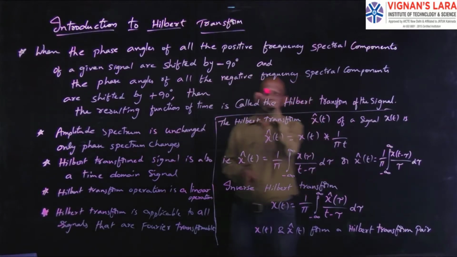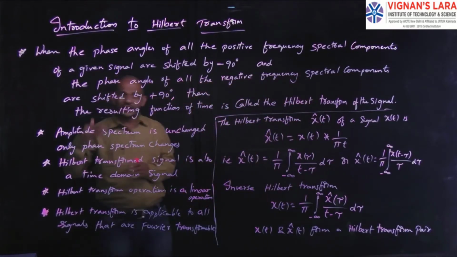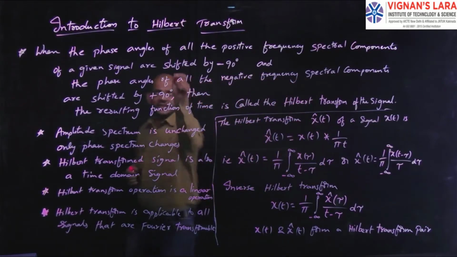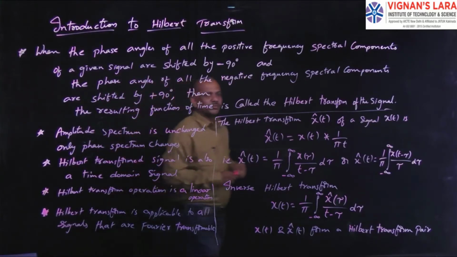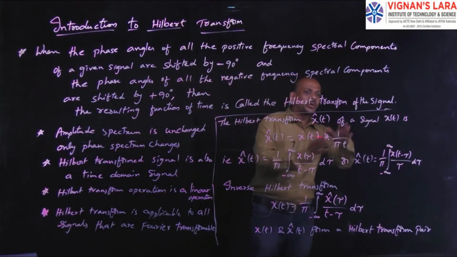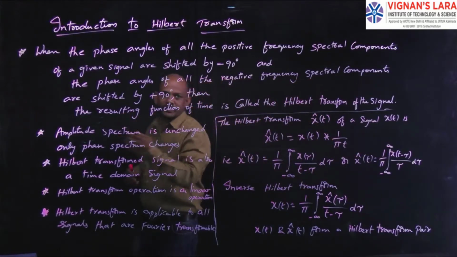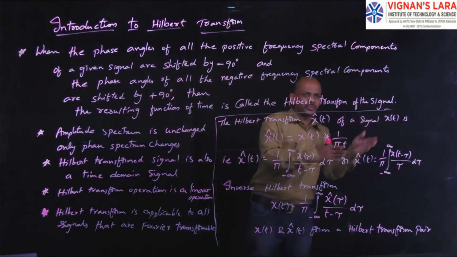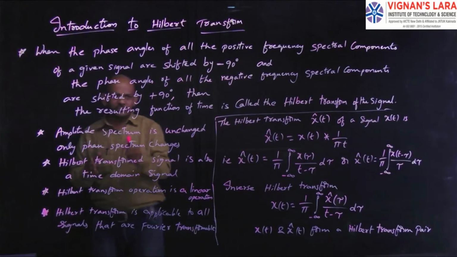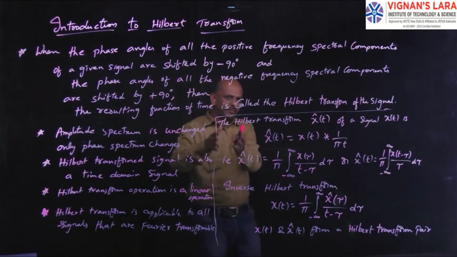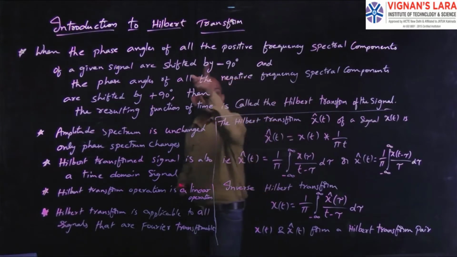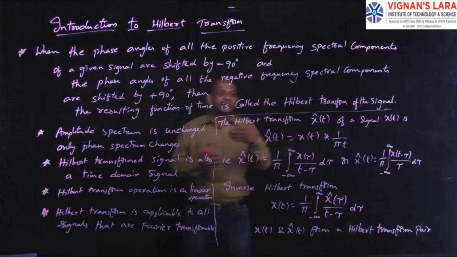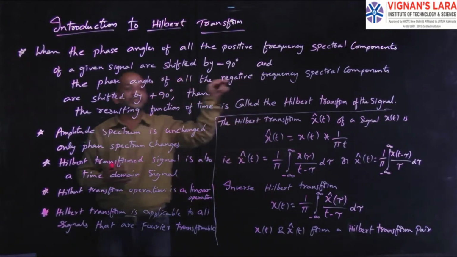This Hilbert transform is different from the Fourier transform, Laplace transform and Z transform in a way such that the Hilbert transform does not change the signal from one domain to another domain, whereas the Fourier transform, Z transform or Laplace transform will convert the signal from time domain to frequency domain. We all know the Fourier transform: the signal is converted from time domain to frequency domain, whereas in Hilbert transform, the signal will be in time domain only. That is, the Hilbert transformed signal is also in time domain.